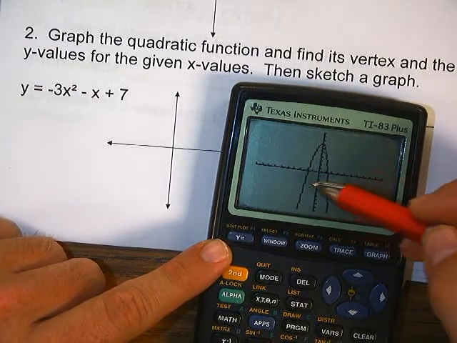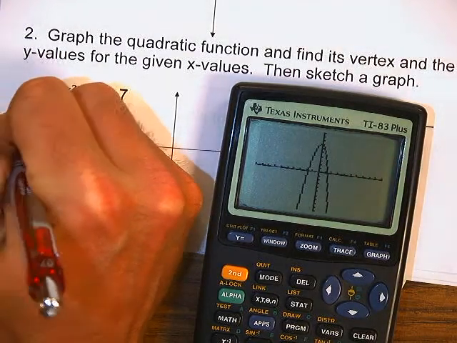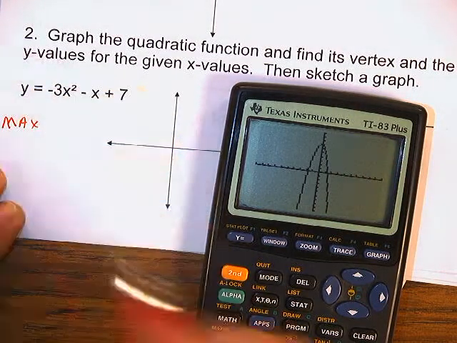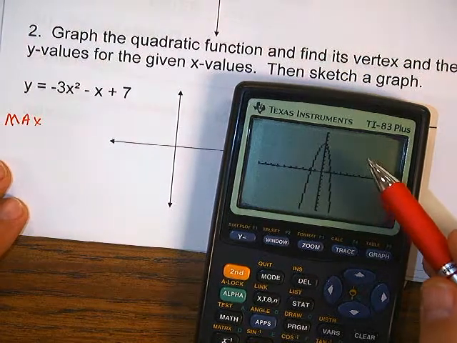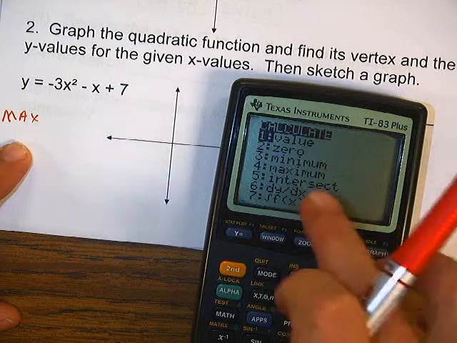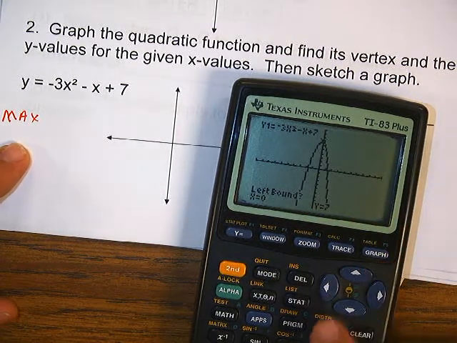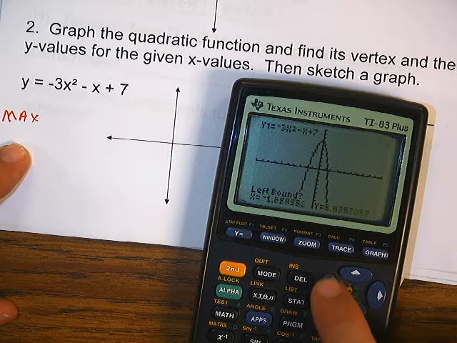Okay. It opens down, so this has a maximum. The vertex is at the very top, so it has a maximum. Second calc, we're looking for number 4. Once again, it says left bound. Move the cursor somewhere to the left of the vertex.